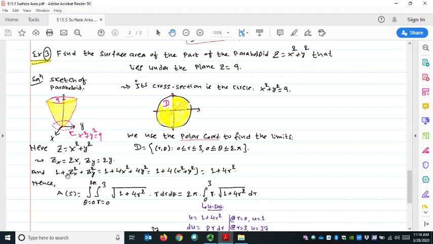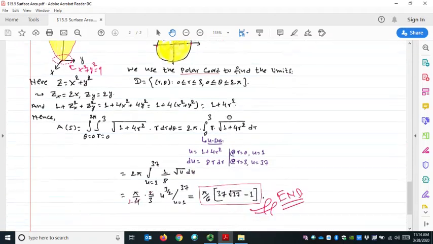Then compute the expression that goes under the radical in our surface area formula. So 1, plus z_x squared, 2x squared is 4x squared, plus z_y squared, 2y squared is 4y squared, which is 1 plus 4 times (x squared plus y squared), and in polar coordinates simply this equals 1 plus 4 times r squared. Great. Let me scroll down.